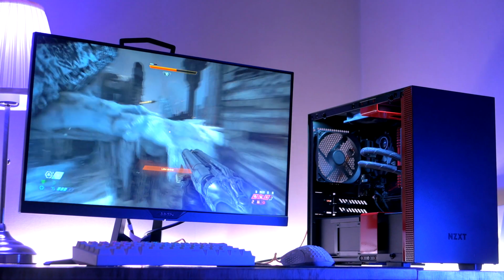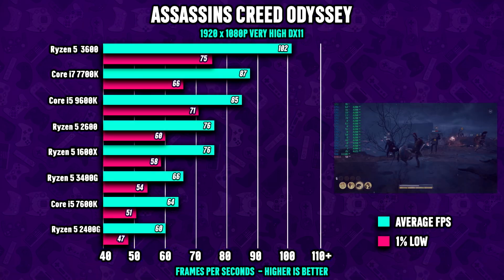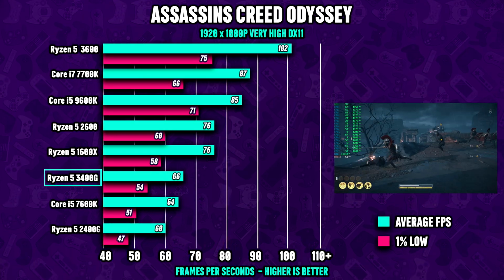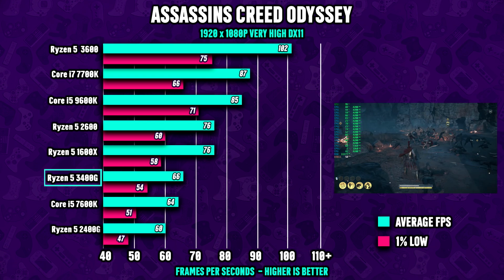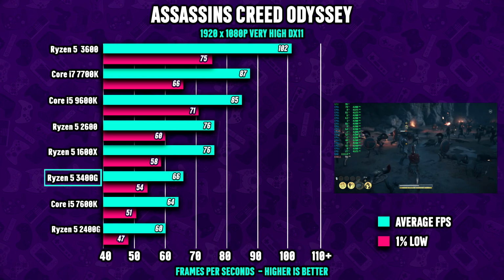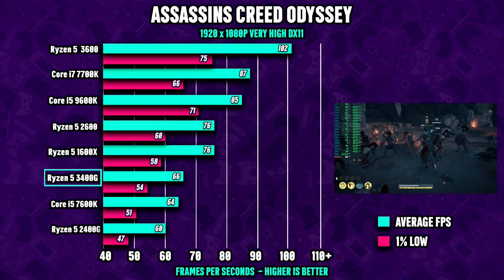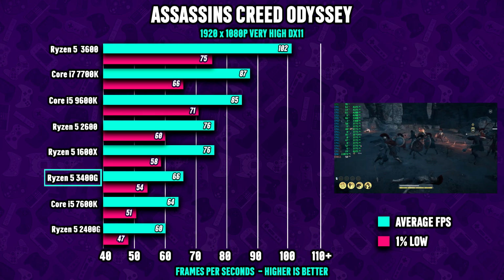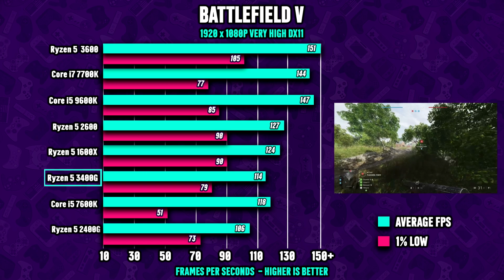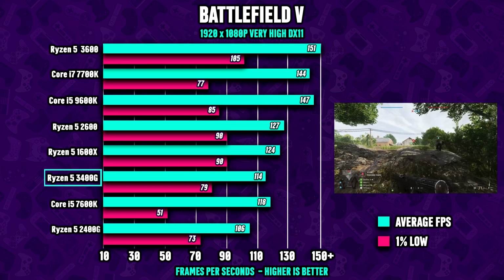And before we start testing the built-in Vega graphics, let's have a quick look at the pure CPU performance. I decided to include a wide range of similarly priced processors, and this is to essentially give you guys an idea of the gaming performance you can expect in case you decide to upgrade to, let's say, RDNA 2 or Nvidia Ampere later down the road.